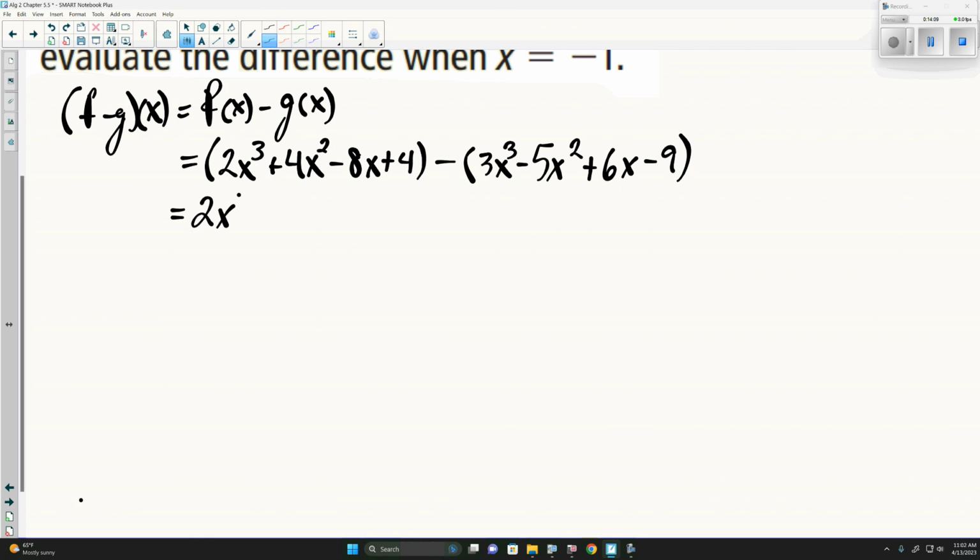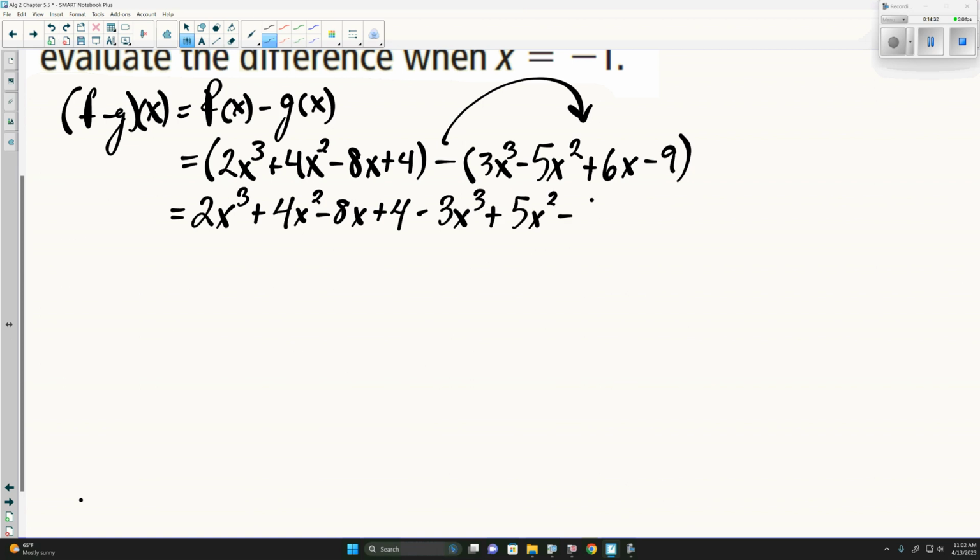Now, we can drop the first set of parentheses. Since there's not a sign in front of the 2x cubed, 4x squared, negative 8x, and 4, we don't have to change any of the signs. But in our second set of parentheses, we have to apply that negative to every single term, giving us negative 3x cubed plus 5x squared minus 6x plus 9. So we do need to be careful, especially with subtraction, to distribute that negative.